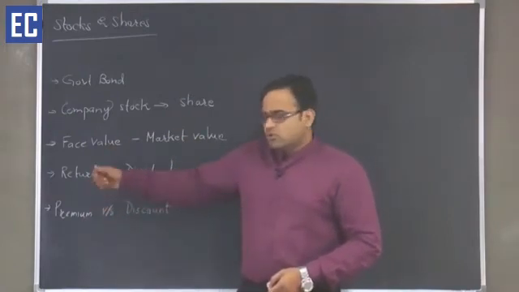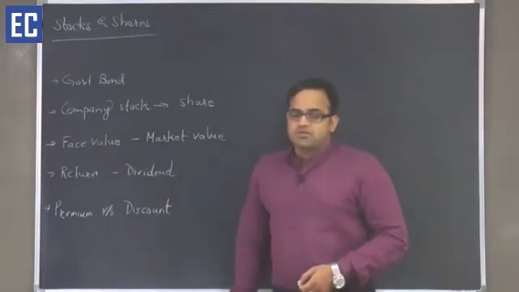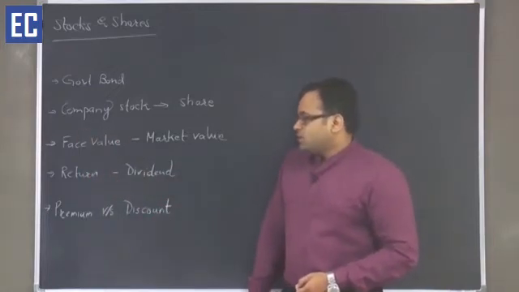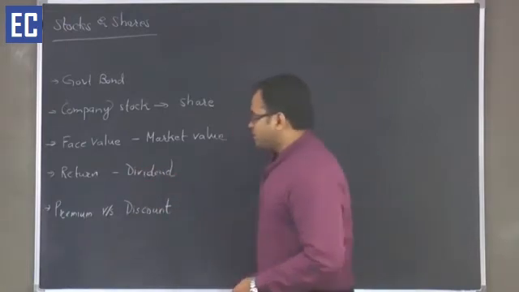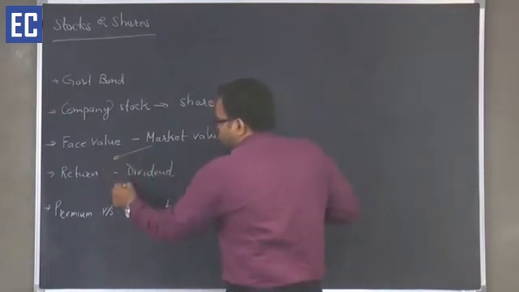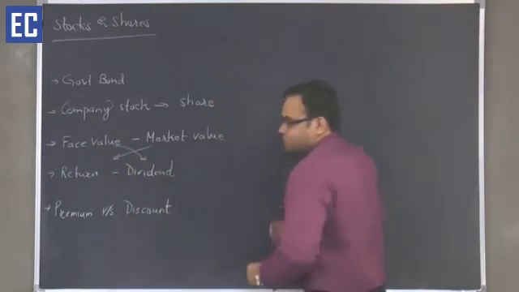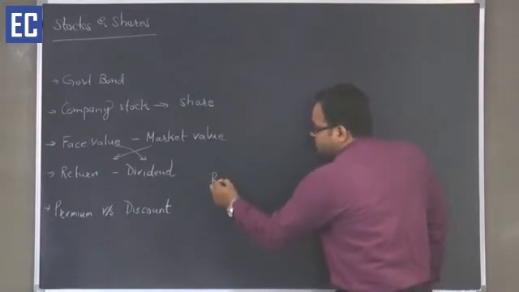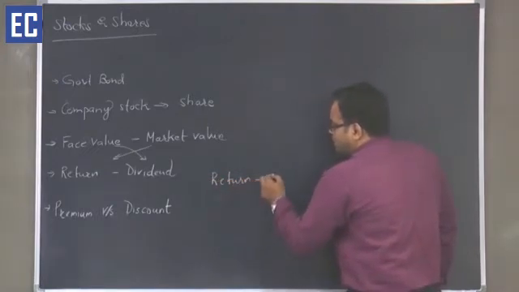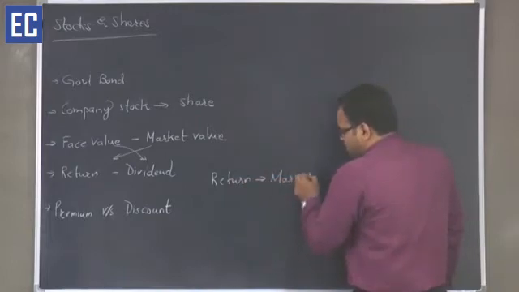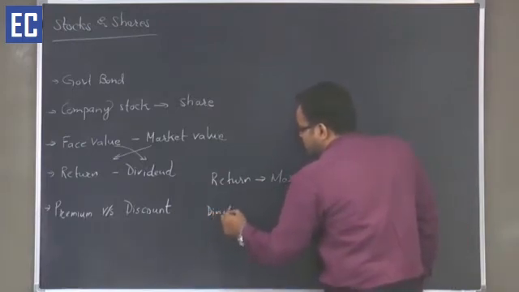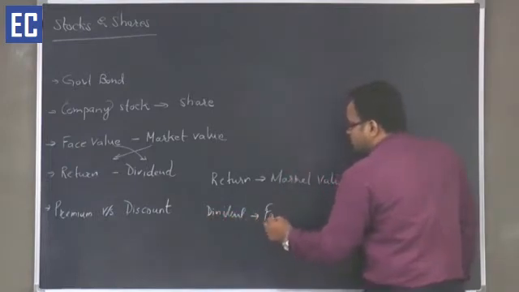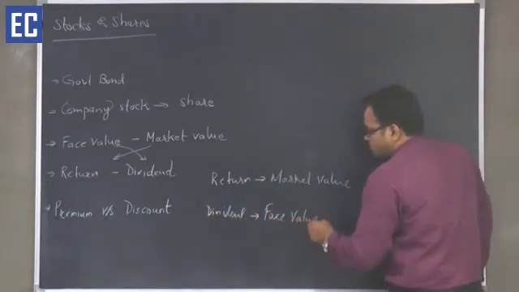The return is obviously how much money, in terms of percentage profit, I'm getting from it. So percentage profit is my return. Now this is a very interesting point here. Return is calculated on the market value. Dividend is calculated on the face value. I'll explain this point; there is a catch here. Return is calculated on the market value and dividend is calculated on the face value.